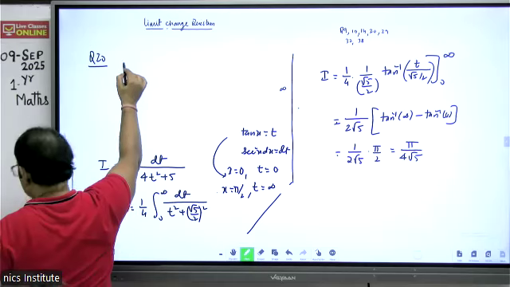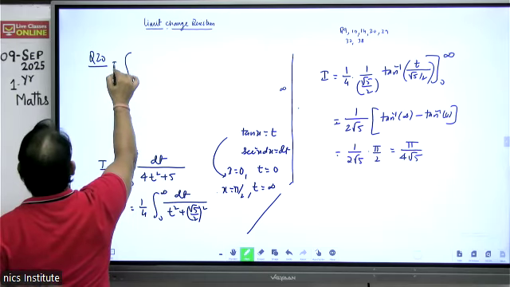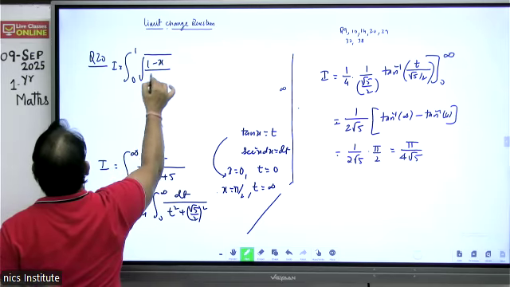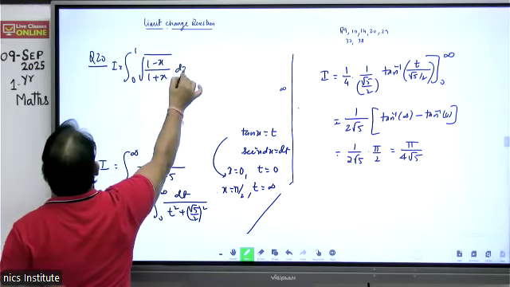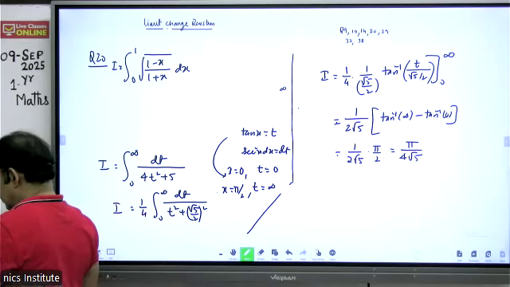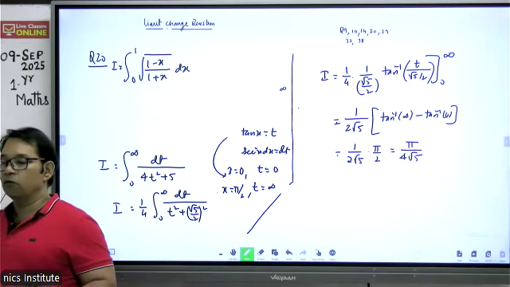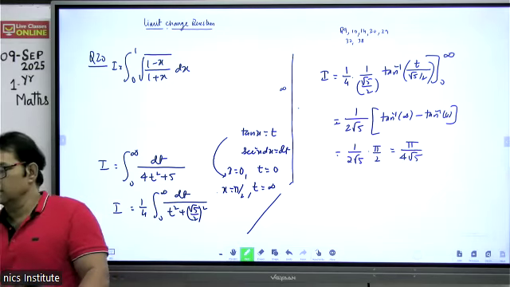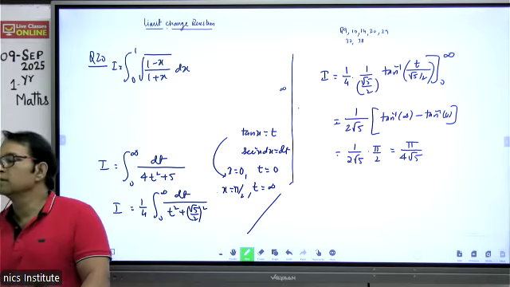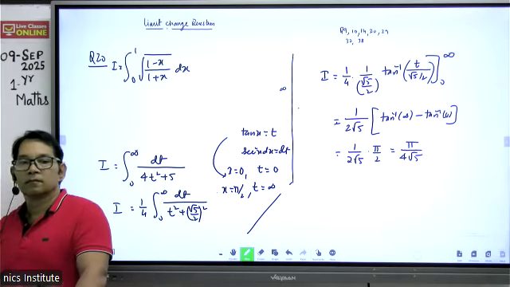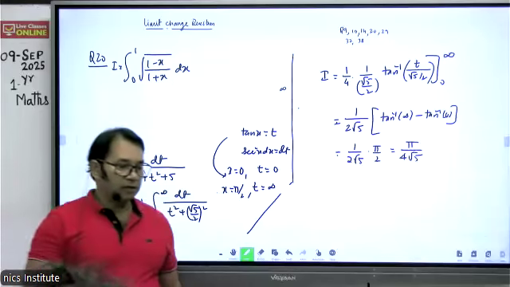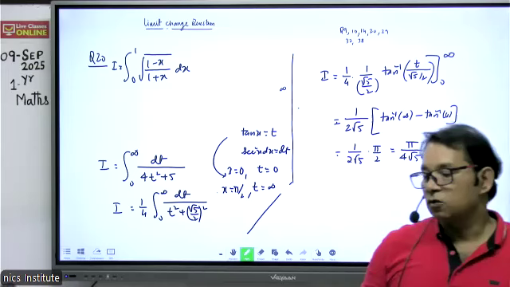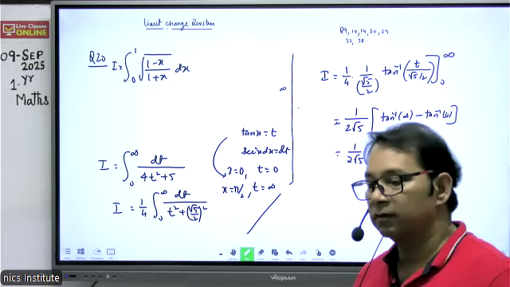Question 20 is the integral from 0 to 1 of the square root of (1 minus x over 1 plus x) dx. Integrate this. First, decide what to do. Rationalize. Yes, rationalize, that would be the best. There's no point making a trigonometric substitution.